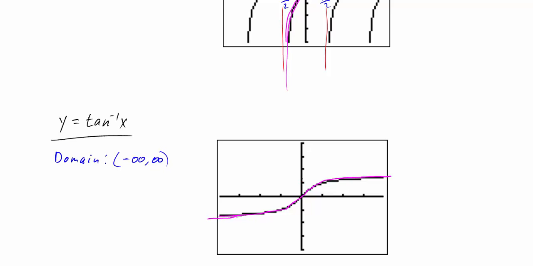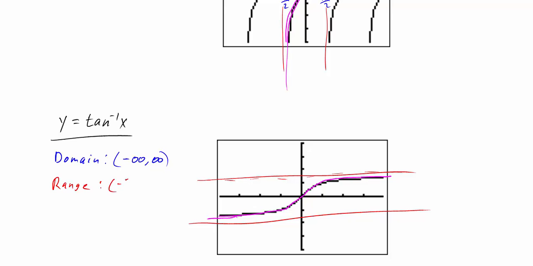But now we have horizontal asymptotes here, and therefore the range is only going to be from negative pi over 2 to a positive pi over 2.